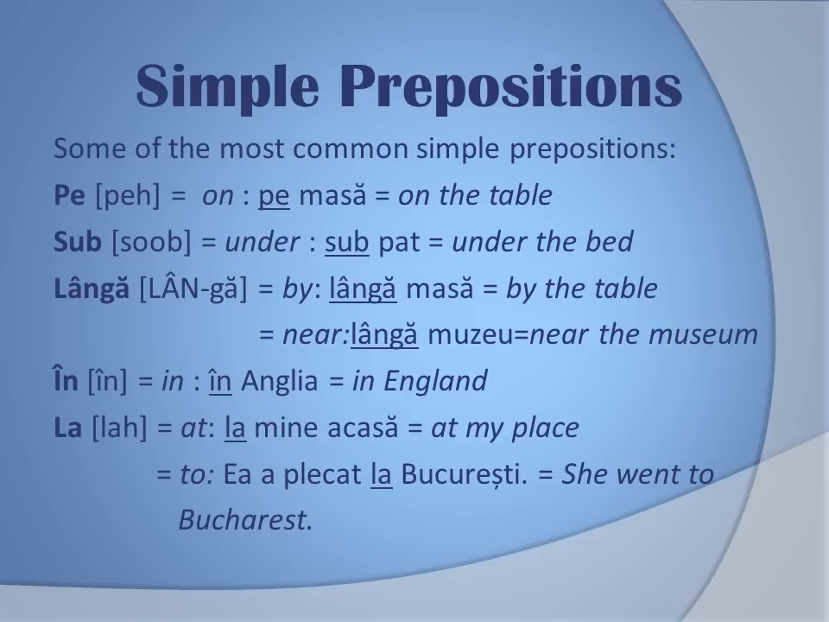Let's start with the simple prepositions. These are really common, and some of the most common are the following: pe. Pe means on, and here's an example: pe masă, on the table. Another very common preposition is sub. Sub means under, and we have an example here: sub pat, under the bed.